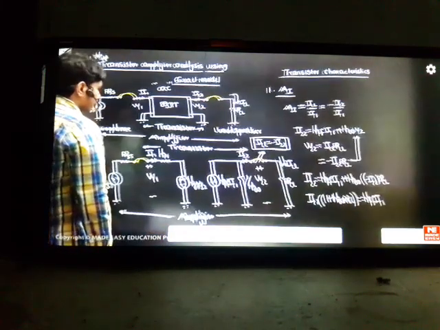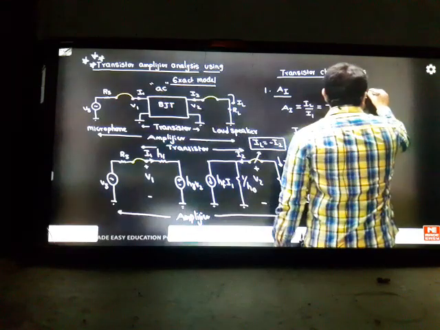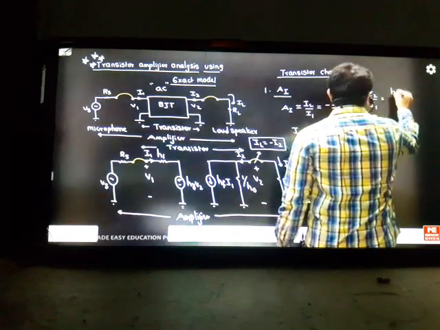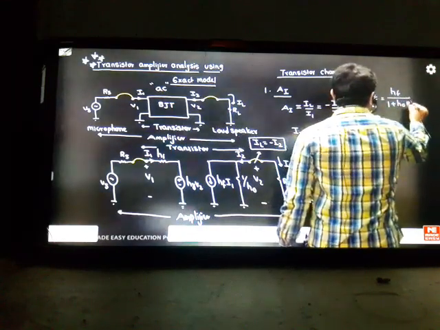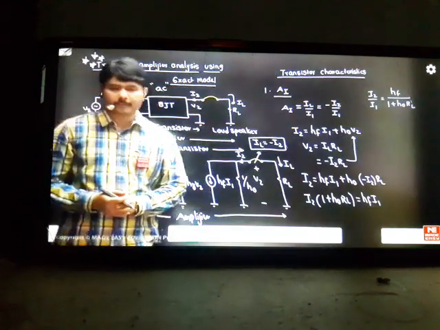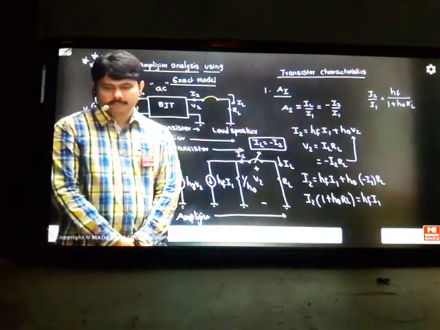Completed my first calculation, exact model. So your answer is I2 by I1 equals HF by 1 plus HO into RL. This is the ratio I can find from the second output equation. So we finally got the equation in the class.